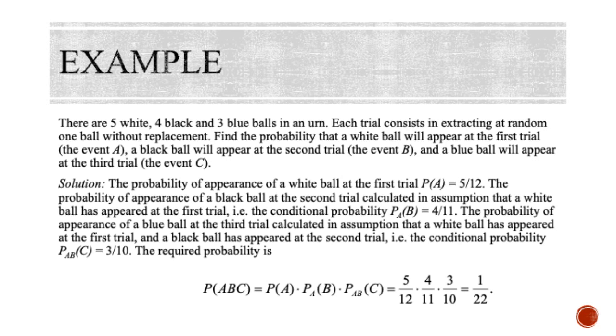Multiplying these together, we get 5 over 12 times 4 over 11 times 3 over 10, which equals 60 over 1,320, simplifying to 1 over 22. So there's approximately a 4.5% chance that this exact sequence will occur. This example beautifully demonstrates how the multiplication theorem handles sequential events, where the probabilities change at each step.